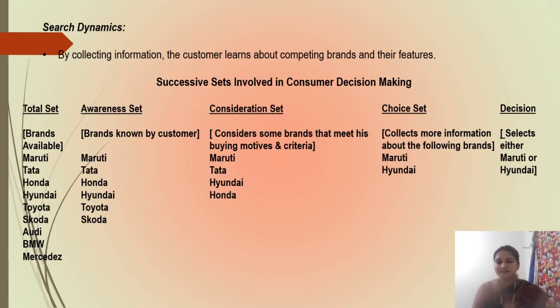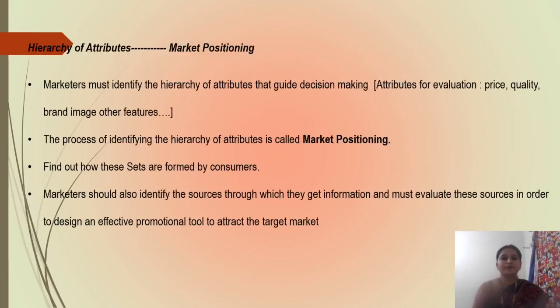So first, the total set consists of brands of cars available in the market. The awareness set consists of brands known by the customer. In the consideration set, he takes into consideration a few brands from the awareness set for evaluation on the basis of his motives as well as purchase criteria. In the choice set, after evaluation, he takes into consideration 1 or 2 or 3 brands for final selection, and in the decision, he selects the best brand from the choice set. So these are the successive sets involved in the consumer decision-making process.